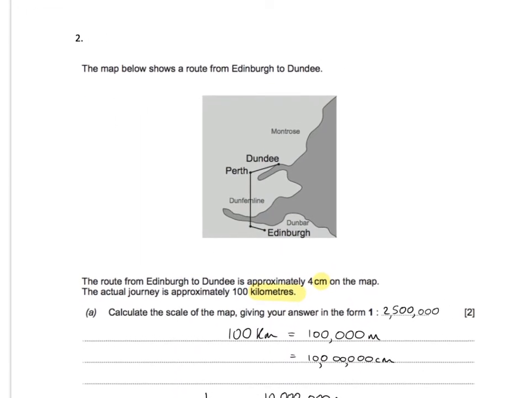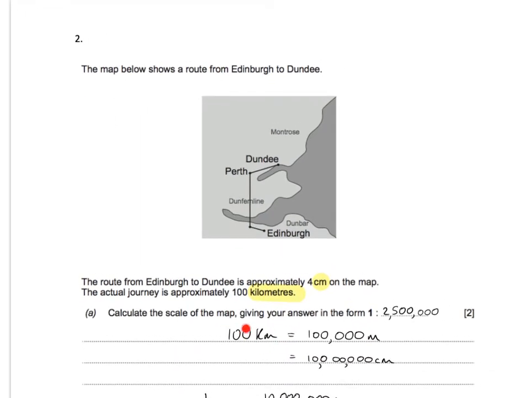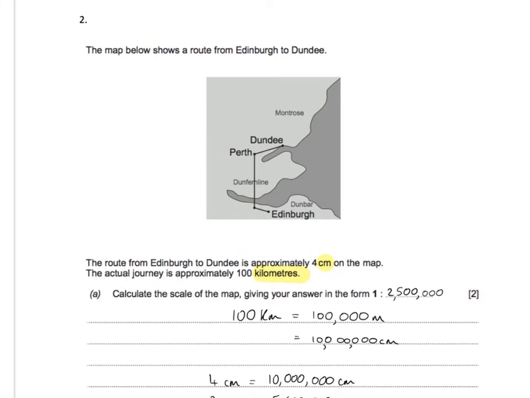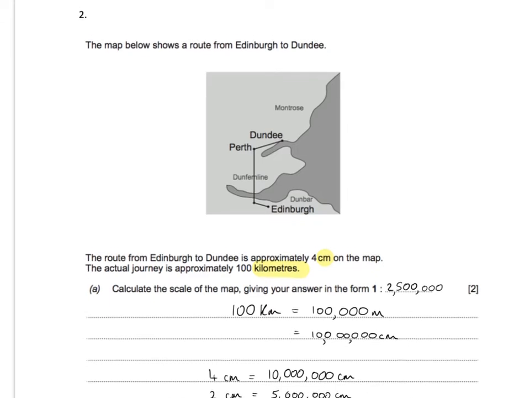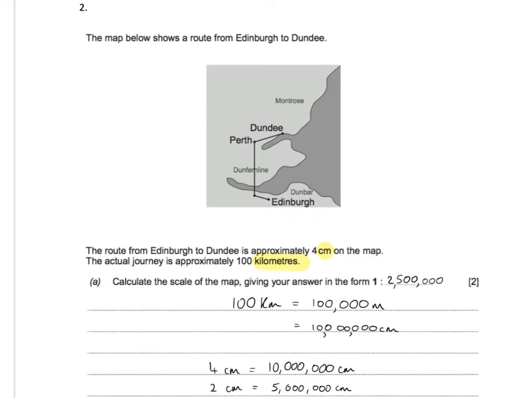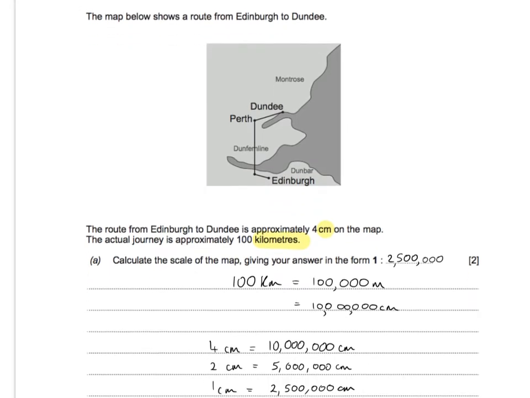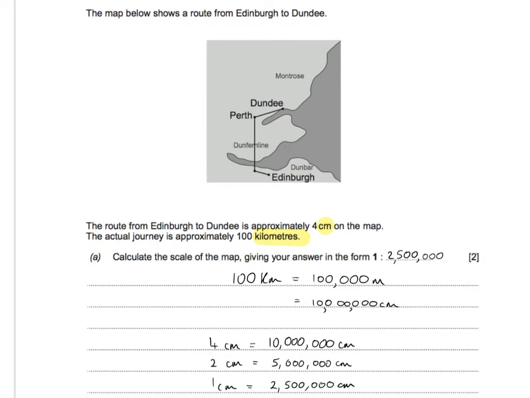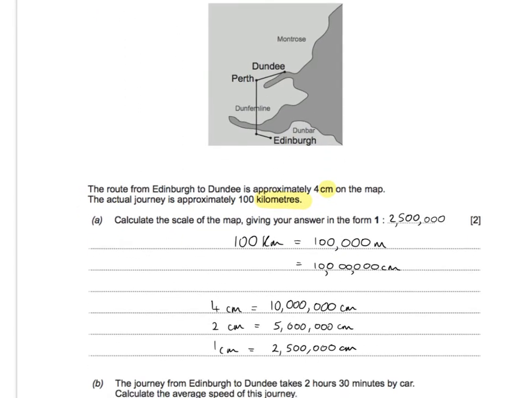So the bit of maths I've done is I've changed 100 kilometres into 100,000 metres, and then I've times that by 100 to change that into centimetres, because K stands for times by 1,000, C stands for times by 100. I've then put that in the form 4 centimetres is equal to 10 million centimetres, and then I've halved both of those to get 2 centimetres is 5 million centimetres, and then I've halved again to get 1 centimetre is equal to 2.5 million centimetres.